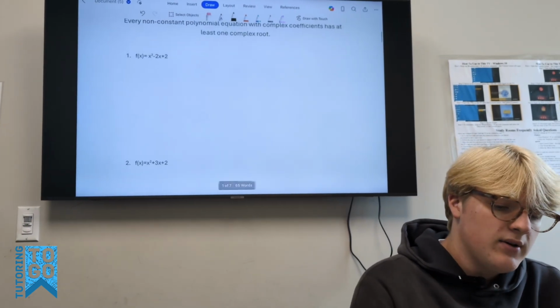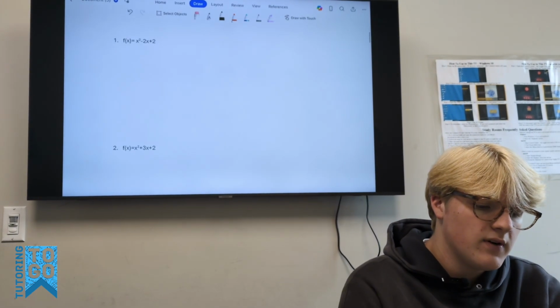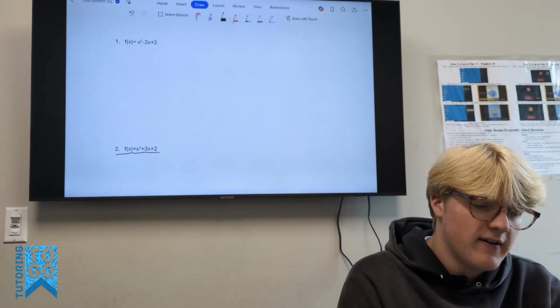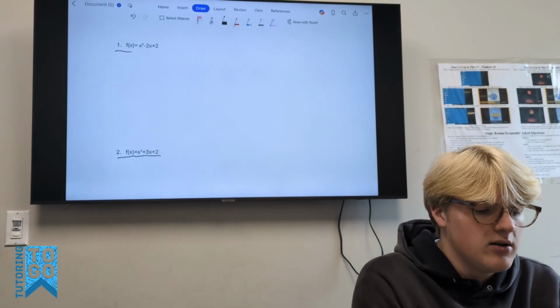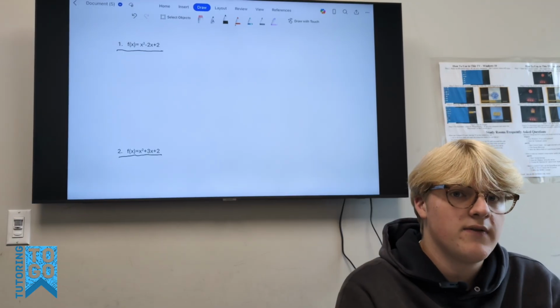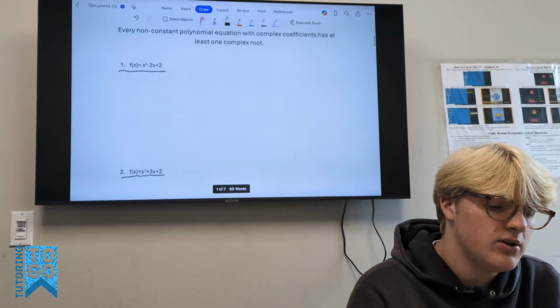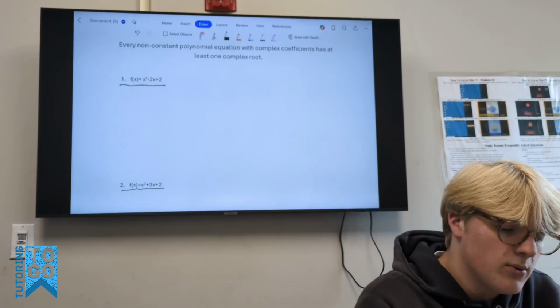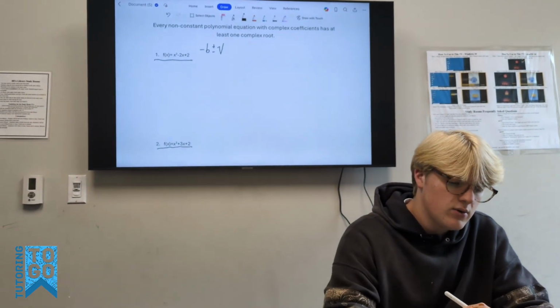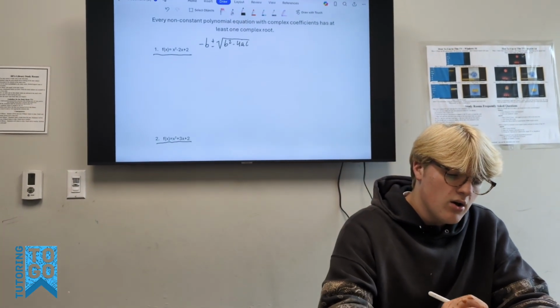So how we find this: I have two functions right here. This one down here can be factored. This one up here cannot be factored. So how we would find the roots to this is we would use the quadratic equation, which is going to be negative b plus or minus the square root of b squared minus 4ac over 2a.